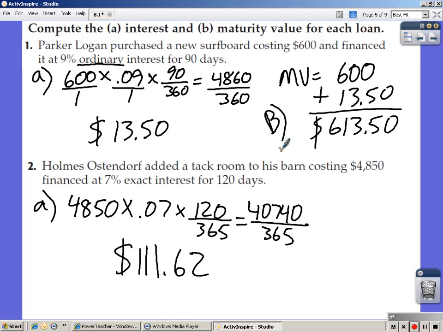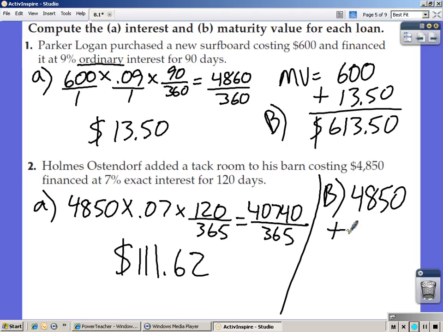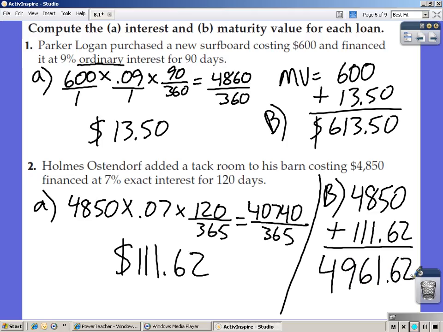Now, the B part to this is the maturity value is 4850 plus 111.62. Okay, you should have got 4,961.62. All right, moving right along.